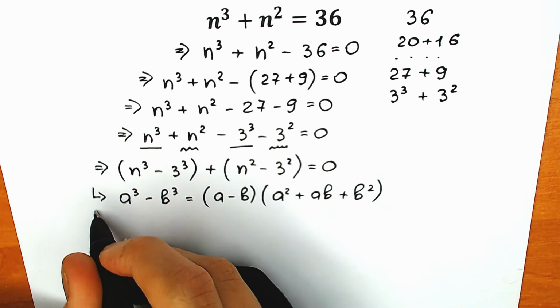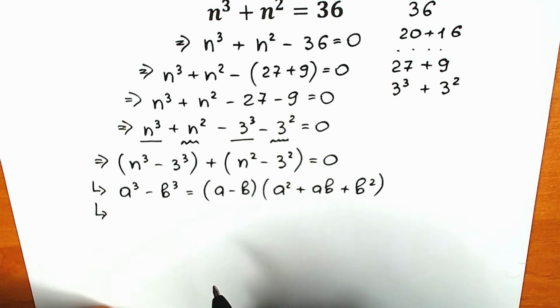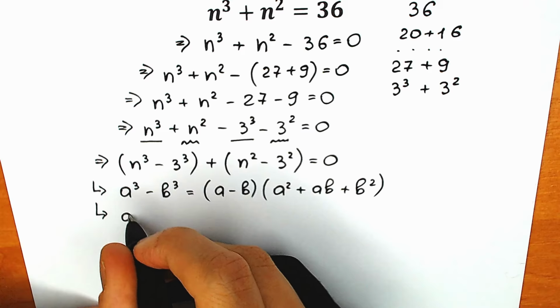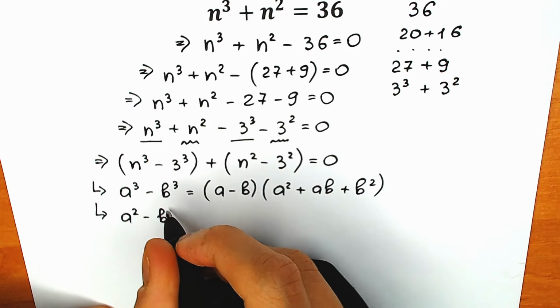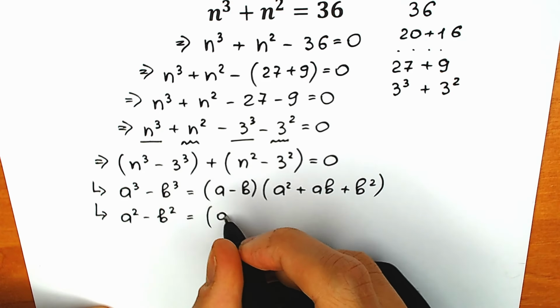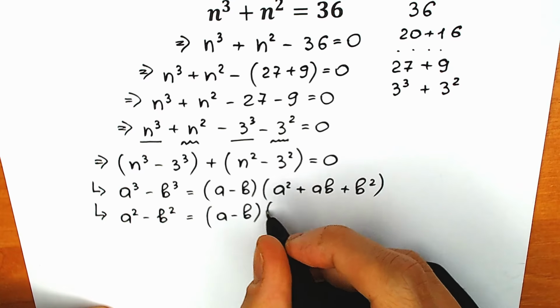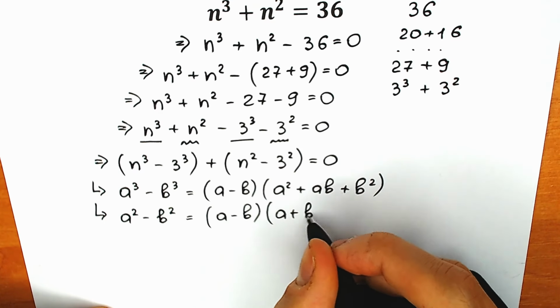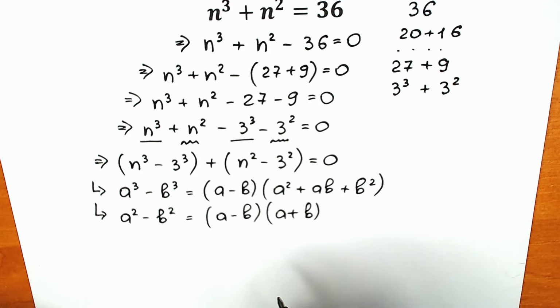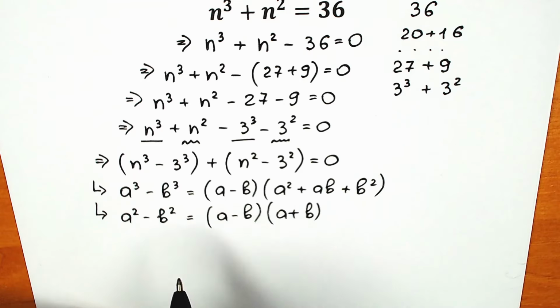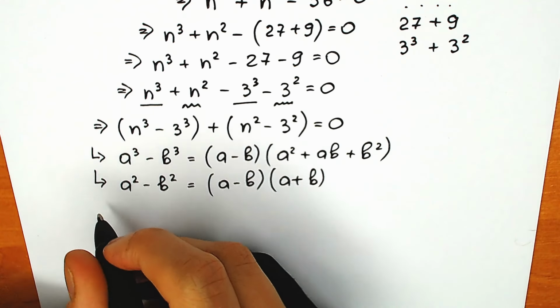Second formula, difference of squares. I think everyone knows about this formula. This is maybe the most popular formula. a squared minus b squared equals a minus b times a plus b. Really great. And right now let's apply these formulas. Let's expand this expression in terms of these formulas.